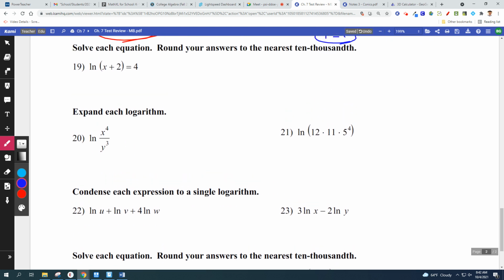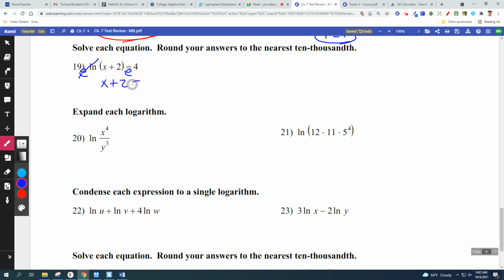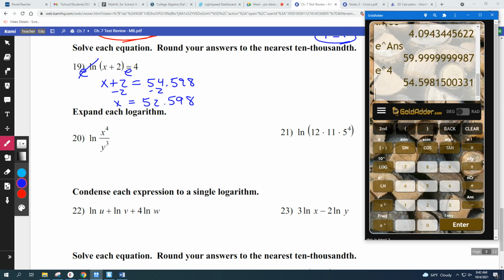19. Get rid of a natural log with a base e. That's something you're going to have to remember. Cancel out a natural log with a base e. So x plus 2 equals e to the 4th. E to the 4th is 54.598 or so. X plus 2 is about 54.598. We're going to subtract 2. X is 52.598. Whoops, it says round to the 10,000th. That's 4 decimals, so 52.5982.